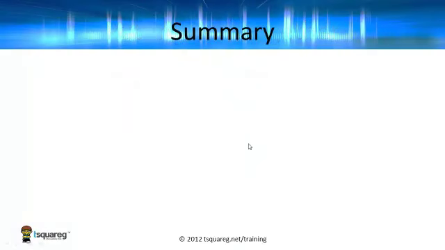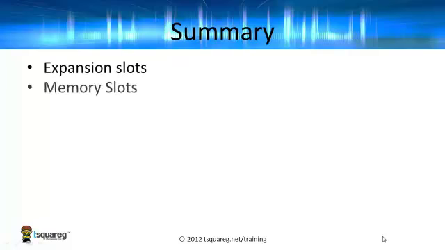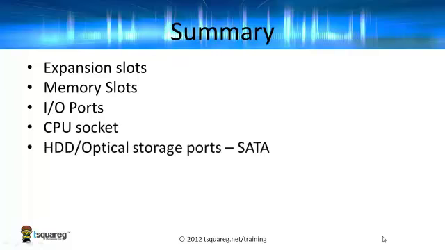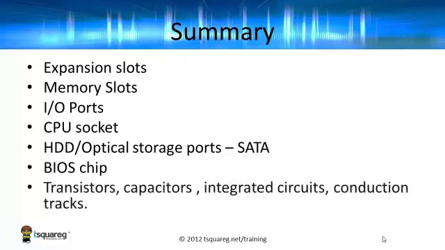So, in summary, we've talked about the important components that you can find on a motherboard. They include the expansion slots, the memory slots, the input-output ports, the CPU socket, the port for attaching disks, whether they be hard disk drives or optical storage devices, the BIOS chip, and of course the transistors, capacitors, integrated circuits, and conduction tracks that basically tie everything together.